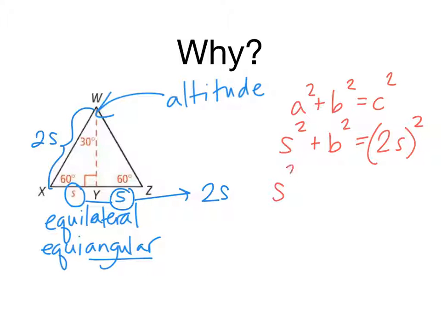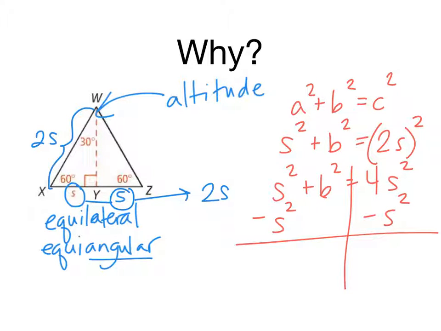So now I have s squared plus b squared equals 4s squared, because that's what I get when I multiply 2s times 2s. So I'm going to subtract s squared from each side because I'm solving for b here. I want to show that it's equal. What's it going to be equal to? This is going to be s root 3. That's what we need to show.